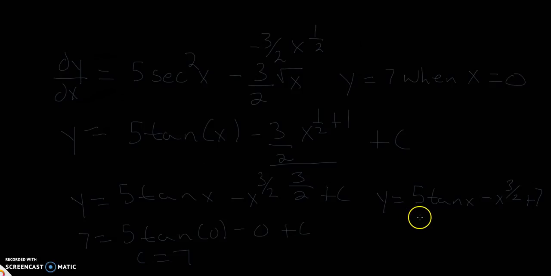Now, there are two parts where this is going to have a domain issue: where cosine equals 0, and the square root of x, which requires x to be nonnegative, since you can't have a negative inside a root. So instead of negative pi over 2 to pi over 2, the domain is cut in half, because this makes your domain start at 0. So your domain is the interval where x is between 0 and pi over 2.